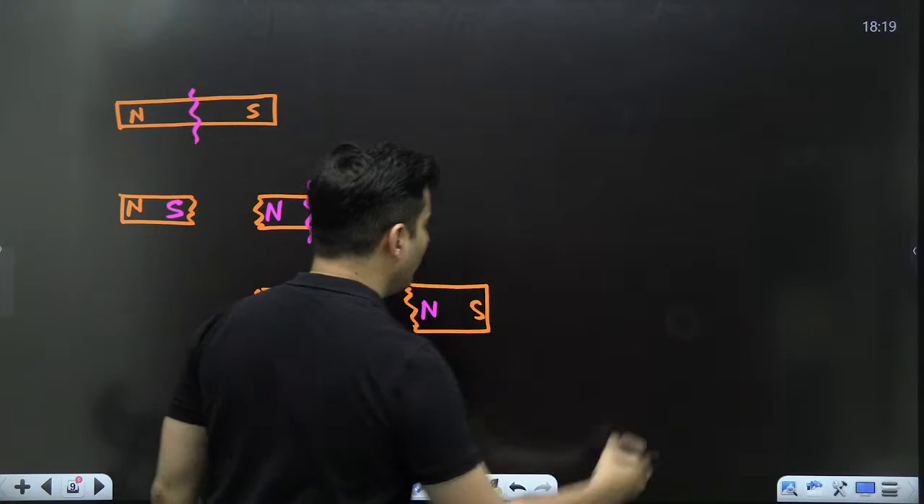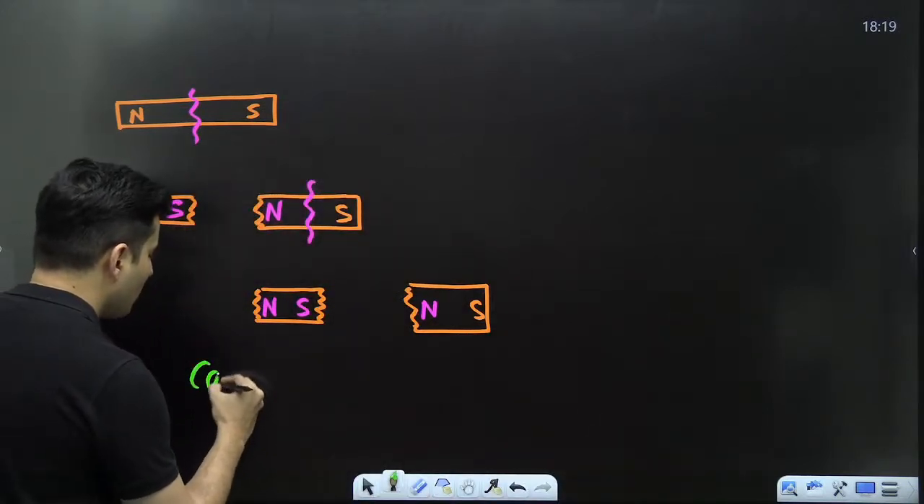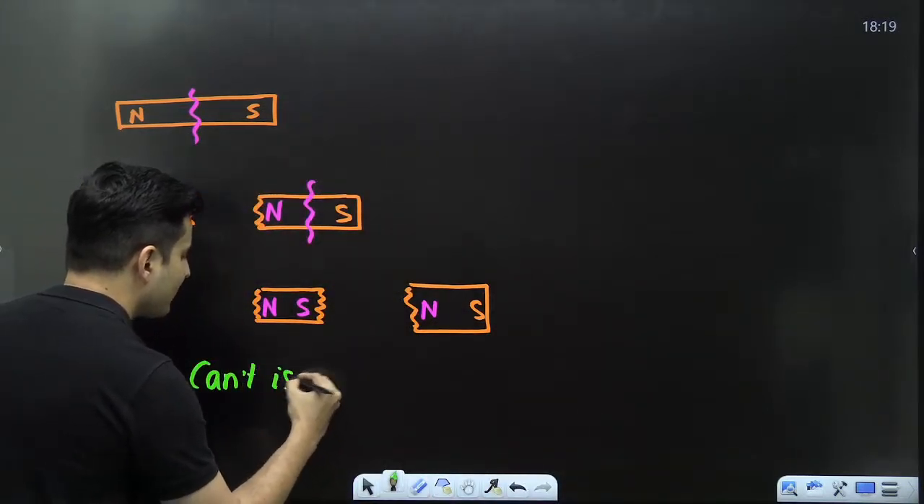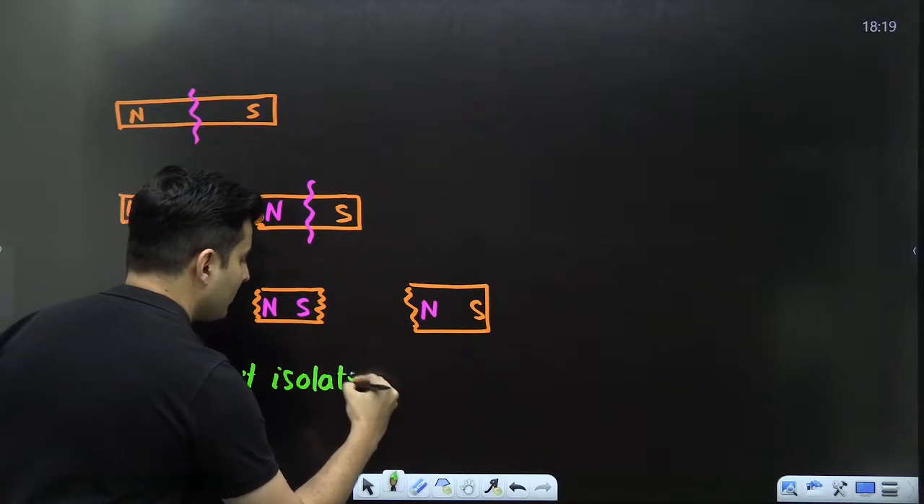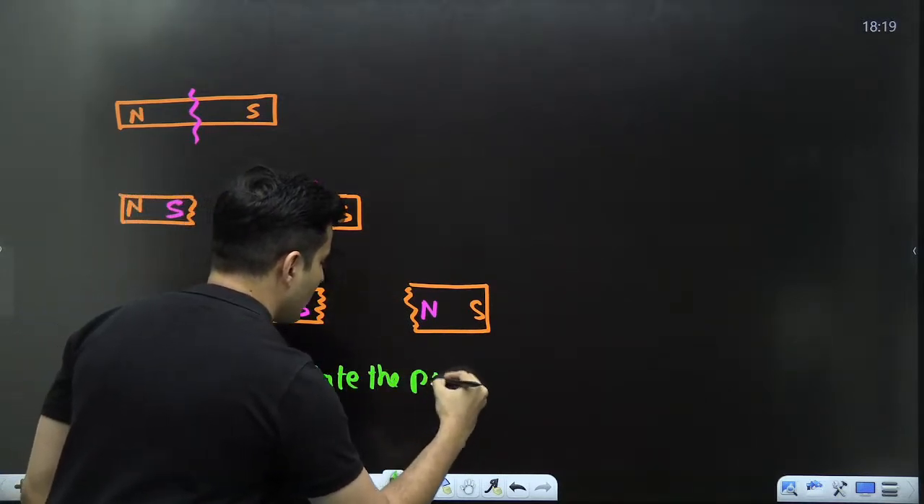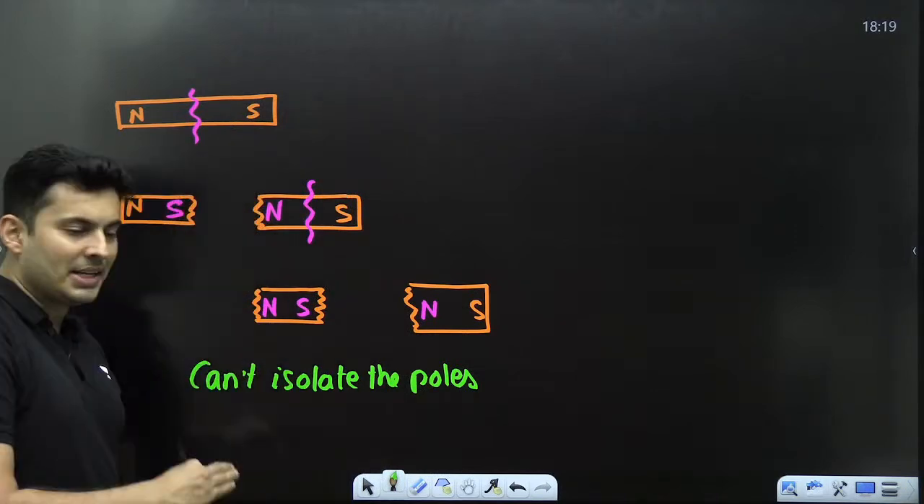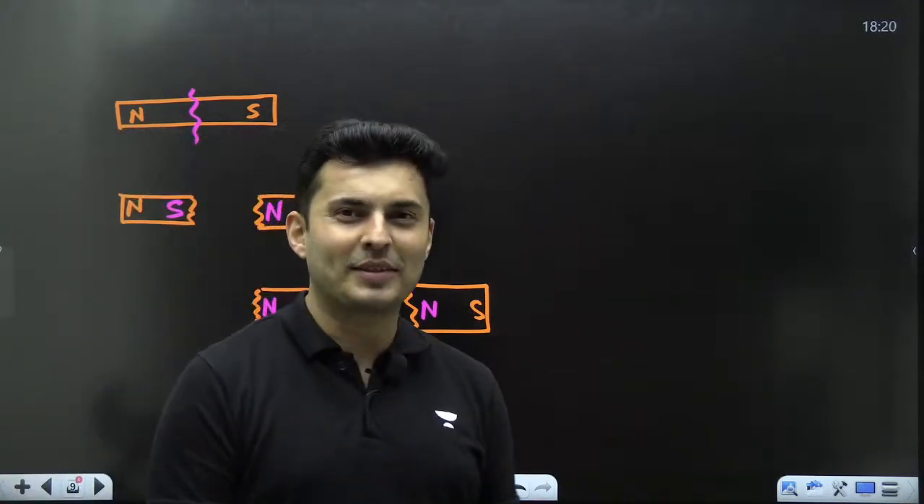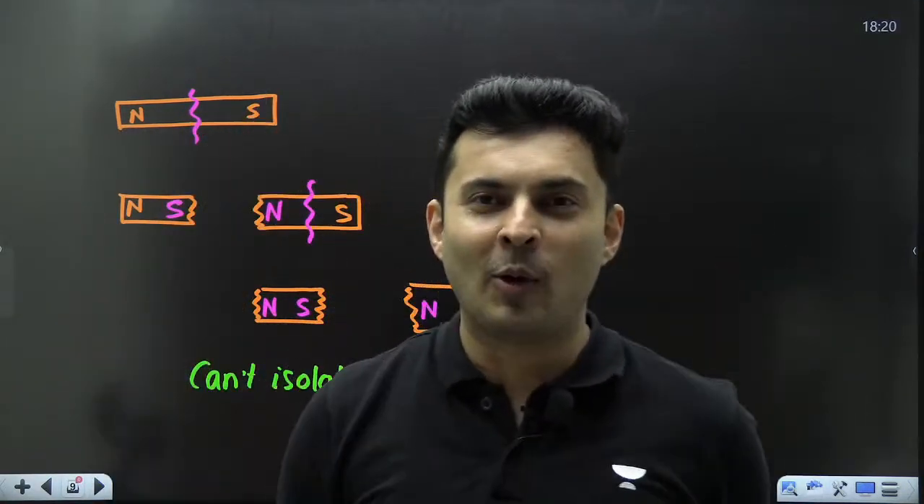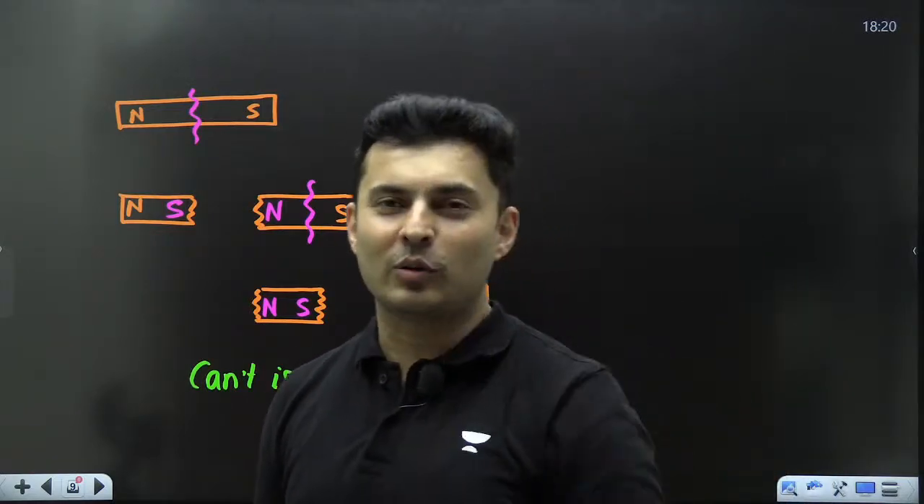So what does this tell you? You can't isolate the polarities or poles. You cannot get them separately. Impossible. That's how strong the North-South bond is.